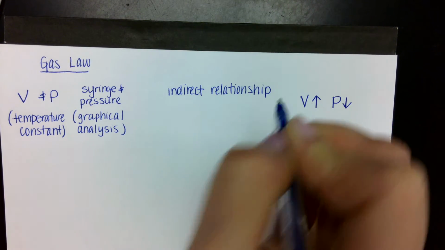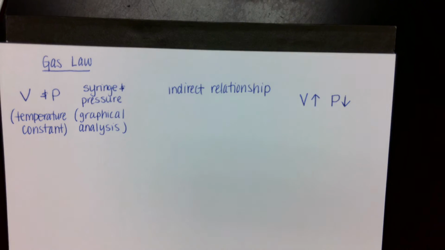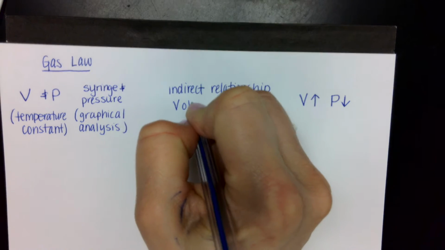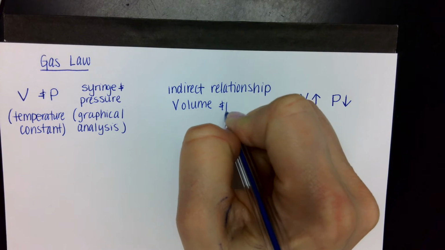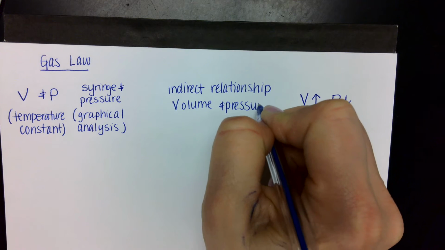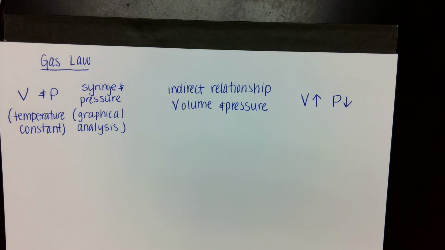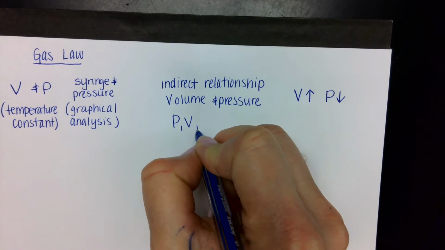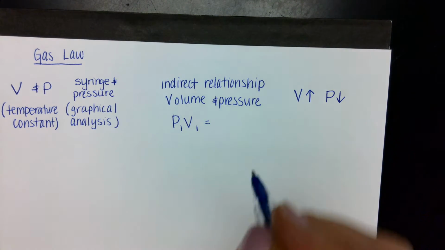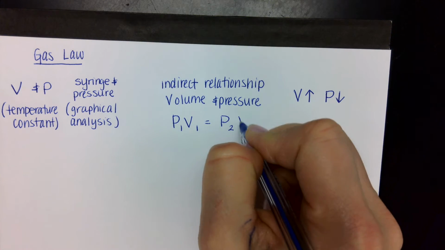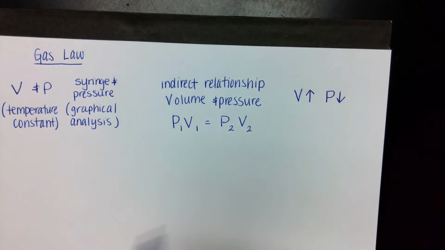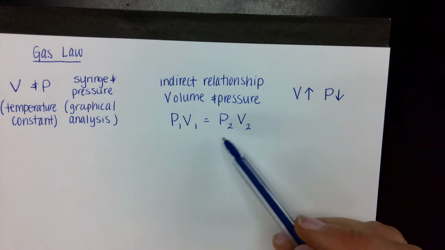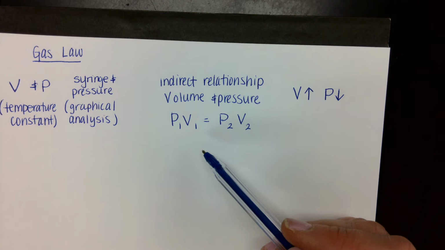So kind of make a table of the investigational labs that you performed in class over the last 2 days. We have volume and pressure as the two variables that were used. The mathematical equation for this is Boyle's law: P1V1 is equal to P2V2. So this means as volume went up, your pressure went down, and this is the mathematical equation for this relationship.